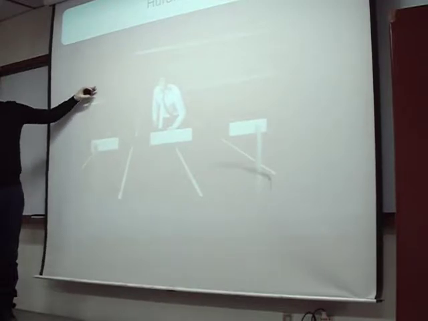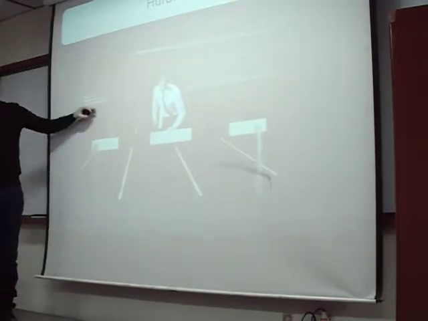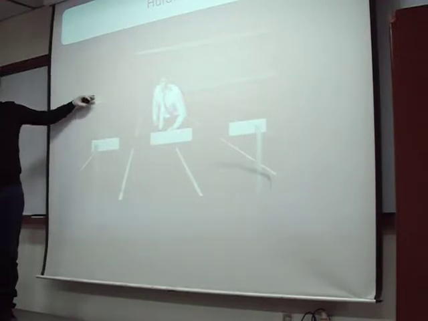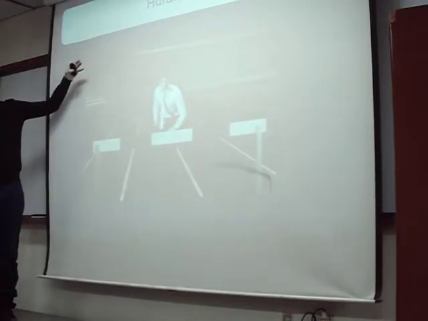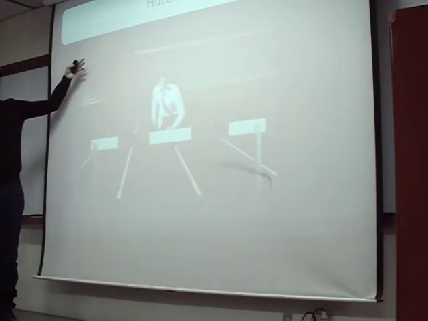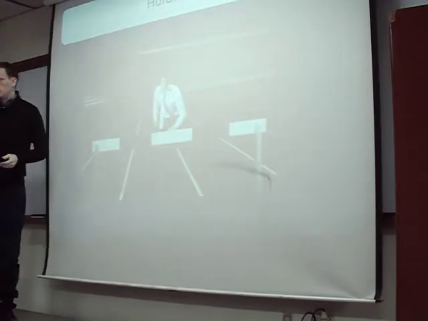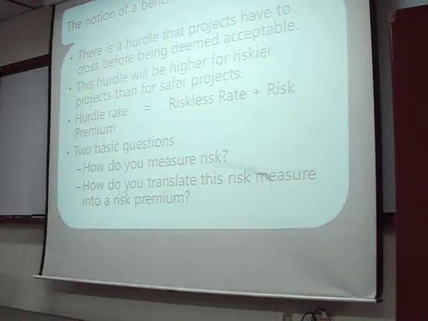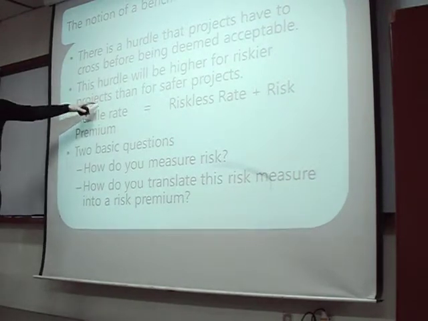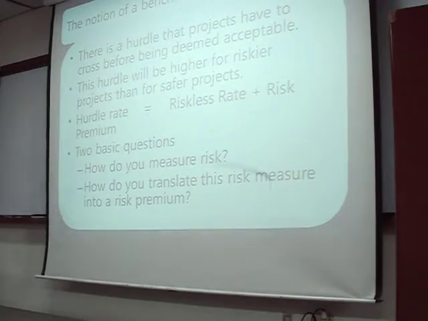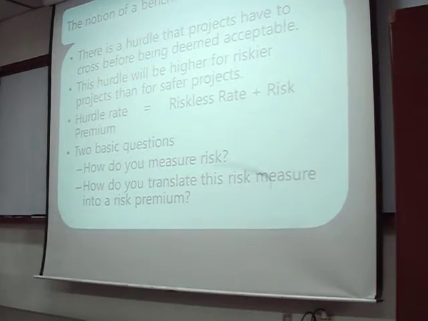So I compare the profit against the hurdle, okay? If they make a big profit, they might have a big hurdle, but I might still invest because I think they're going to make big profits, okay? So the hurdle is going to be higher for riskier projects than safe projects, or riskier companies than safe companies.